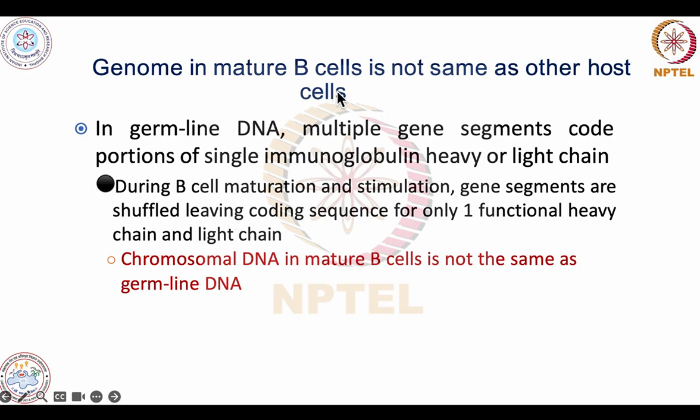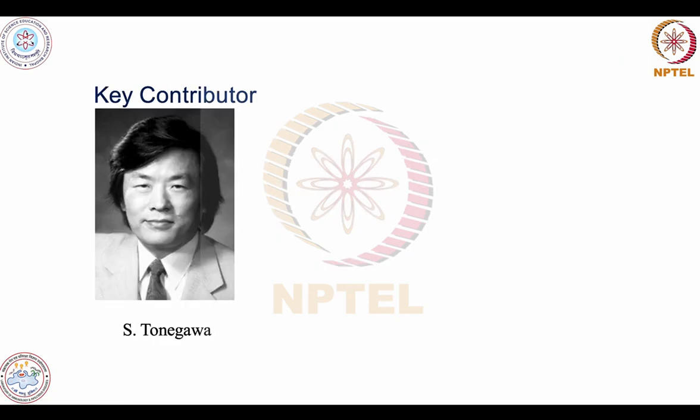The genome in mature B cells is not the same as in other host cells. In germline DNA, multiple gene segments code portions of a single immunoglobulin heavy or light chain. During B cell maturation and stimulation, gene segments are shuffled, leaving the coding sequence for only one functional heavy chain and light chain. Chromosomal DNA in mature B cells is not the same as germline DNA.